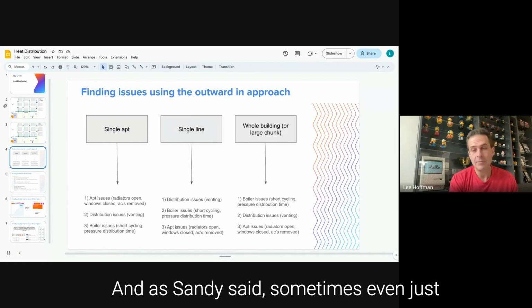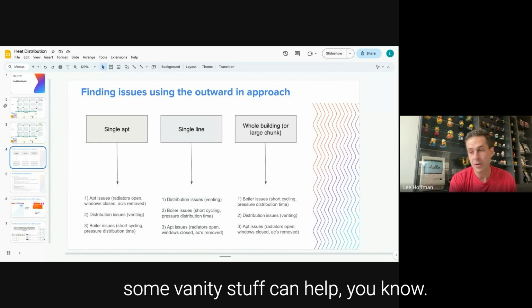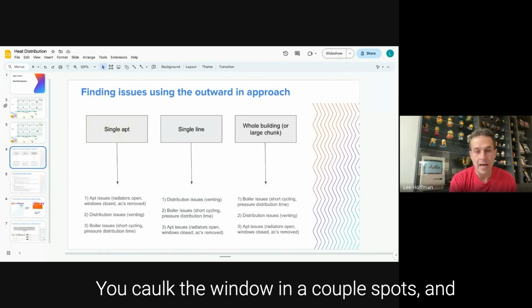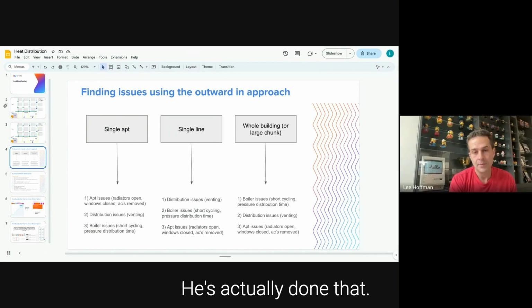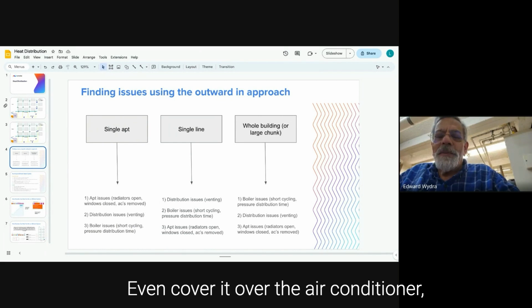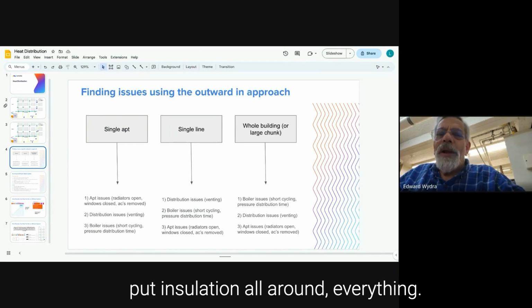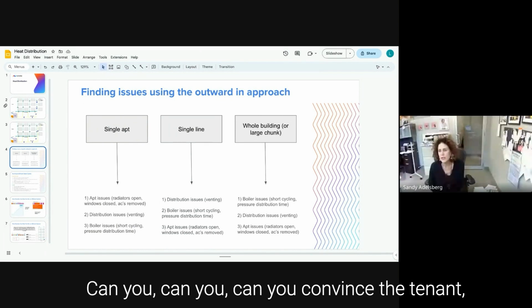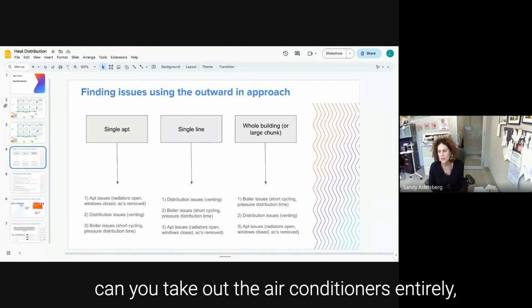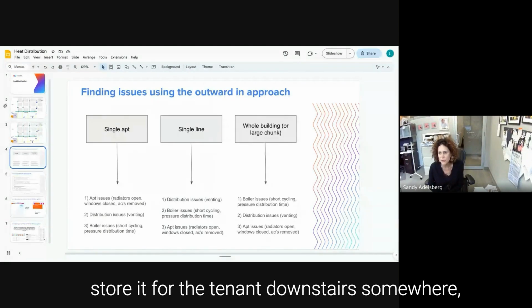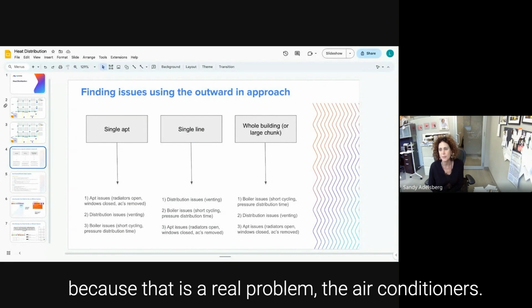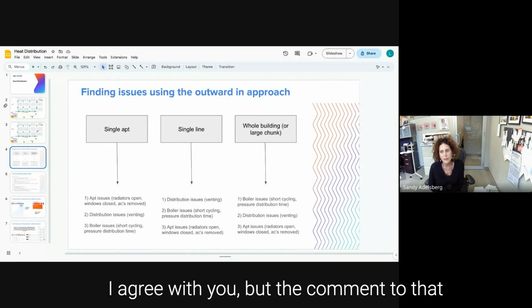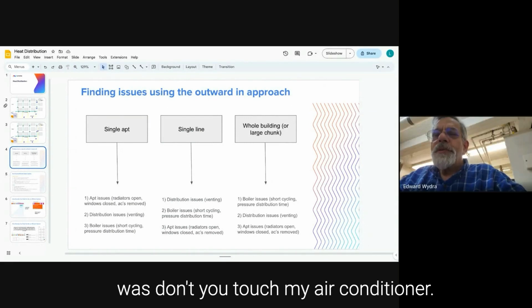And as Sandy said, sometimes even just some vanity stuff can help. You caulk the window in a couple of spots, and sometimes people feel better. He's actually done that. Even covered over the air conditioner, put insulation all around, everything. Can you convince the tenant to let you take out the air conditioners entirely, store it for the tenant downstairs somewhere, and tell them you'll bring them back up in the spring, because the air conditioners are a real problem? I really agree with you, but the comment to that was, don't you touch my air conditioner.